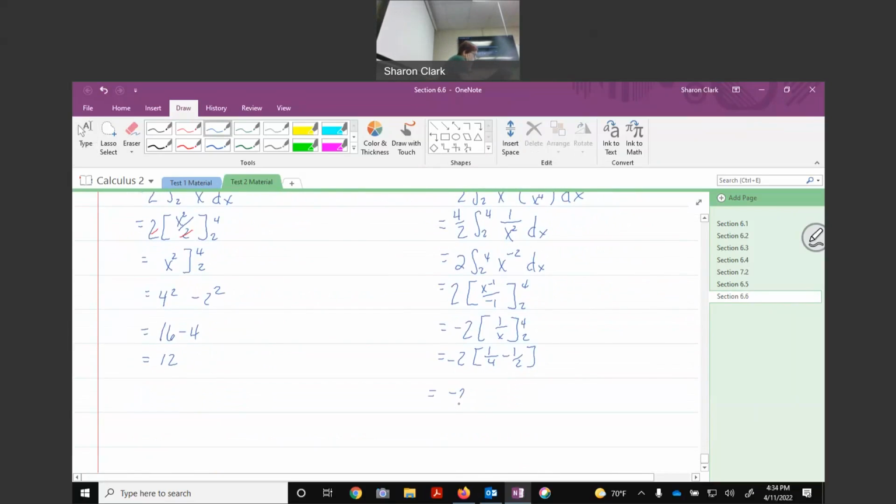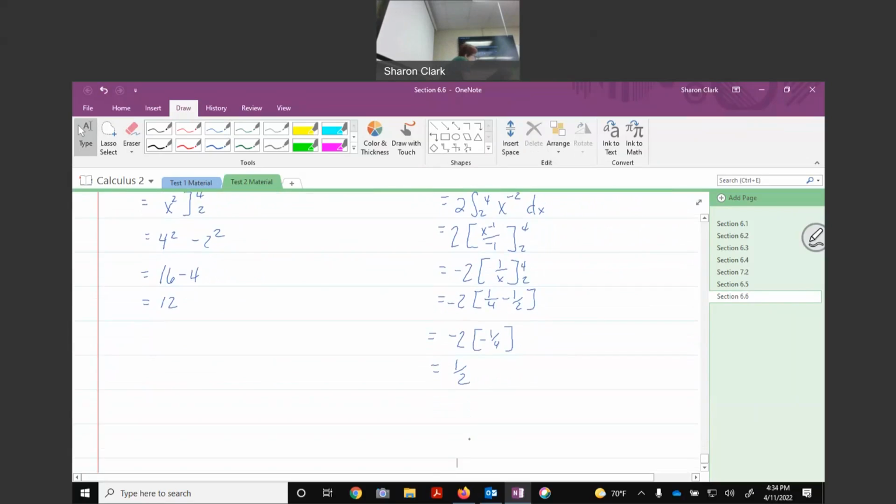That's negative 2 times negative 1/4, which is positive 1/2. So now x bar equals 12 over 4, so x bar equals 3. Y bar equals 1/2 over 12 over 4, excuse me, so y bar equals 1/8. So my answer is 3 comma 1/8.